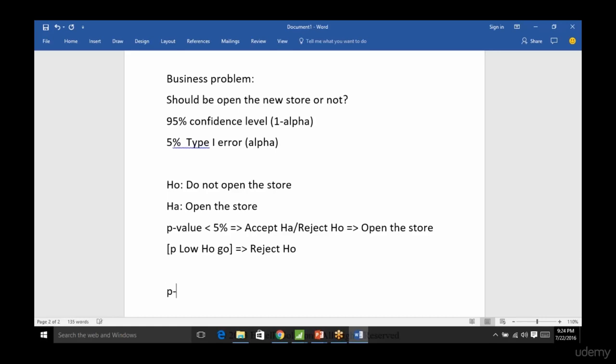And if this p-value is going to be greater than 5%, then there is greater than 5% chance that you will go wrong if you open the store. If the chances are high that you will go wrong if you open the store, then you'll not open the store. What does that mean? You accept null hypothesis. You do not open the store. Accepting null hypothesis is also called as fail to reject null hypothesis. Right? This also means fail to reject null hypothesis, which implies do not open the store.